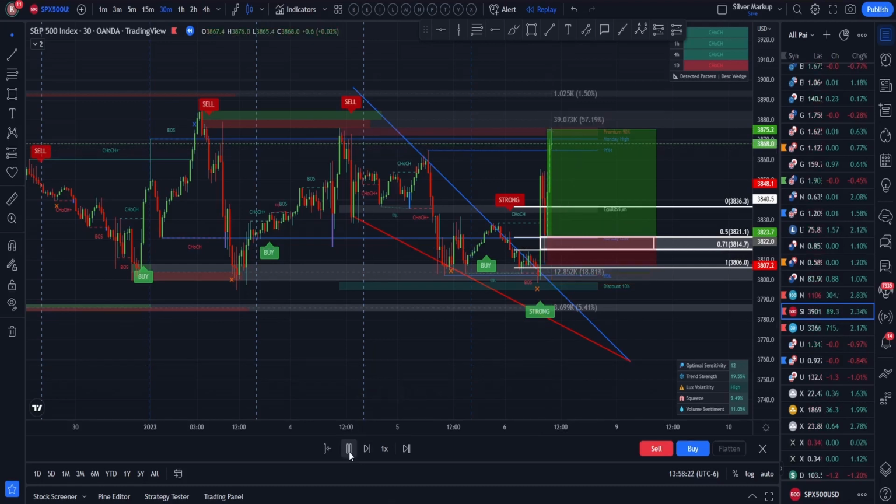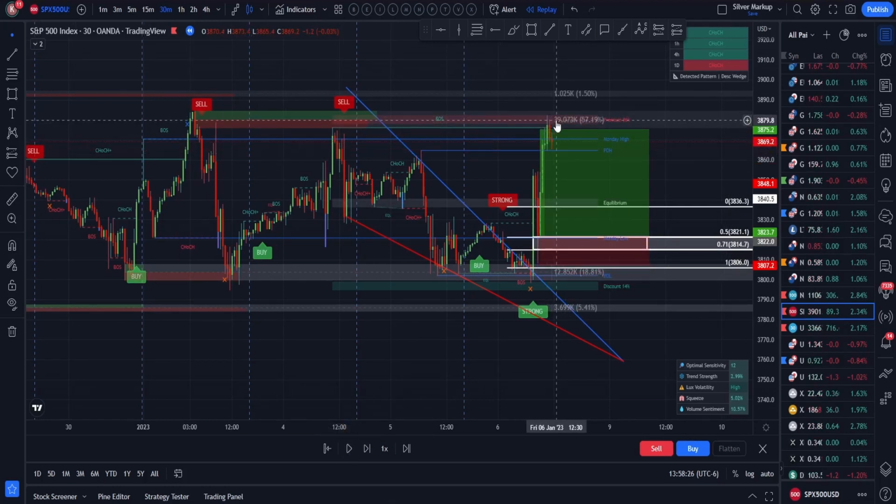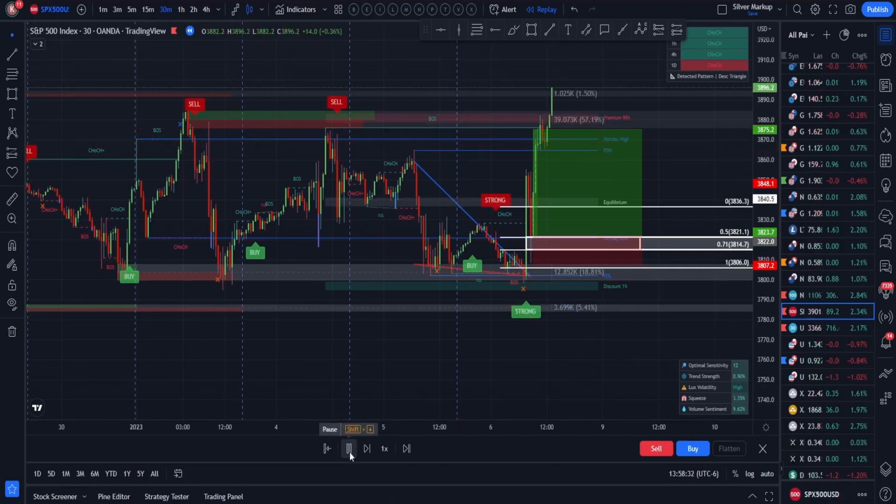And then, we let it play out. It goes right into that order block, that 50% of the order block. You would have hit your TP2, and then that would have been it there. I wouldn't have looked for anything higher. It did go into this small order block here.